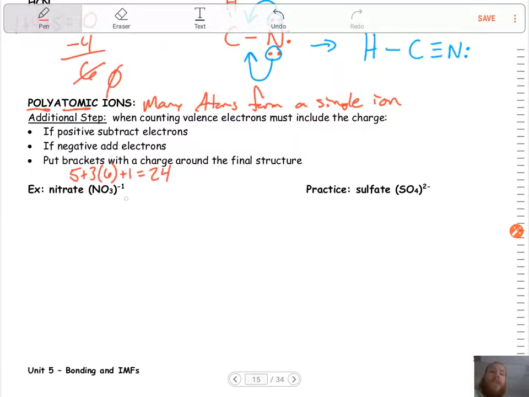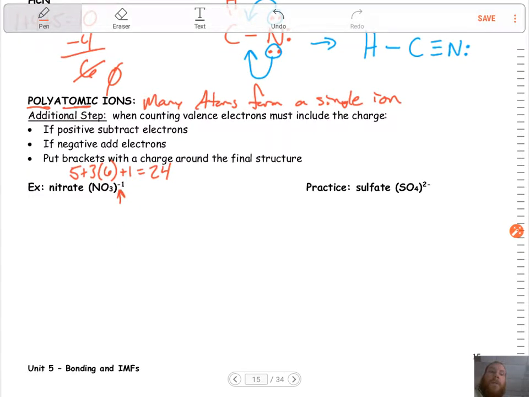Okay, so this last step here with polyatomic ions is just including this charge. If it was a positive charge, we would subtract that from this number. Okay, but because it's a negative, we're adding it into our total number of electrons. So 24, now I'm going to go through the same thing.